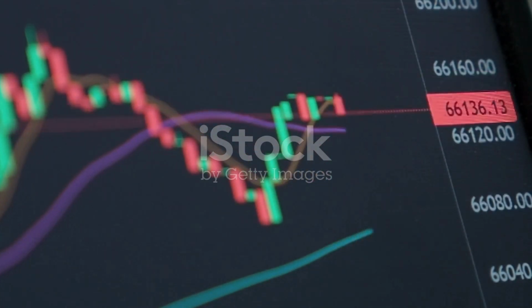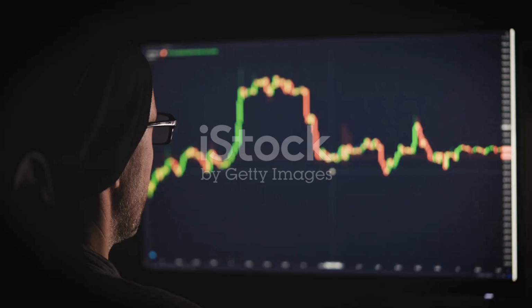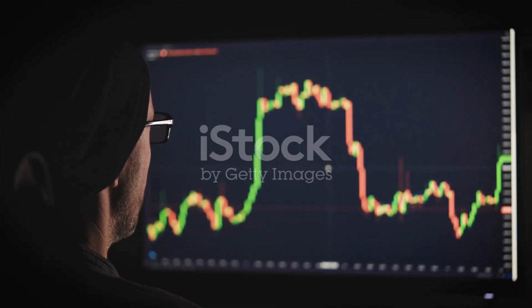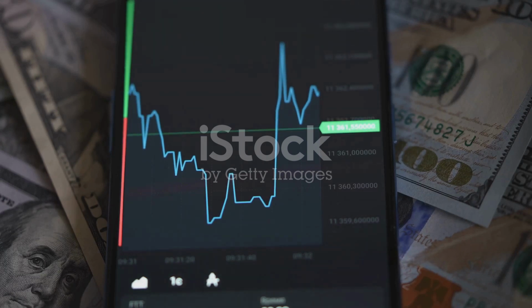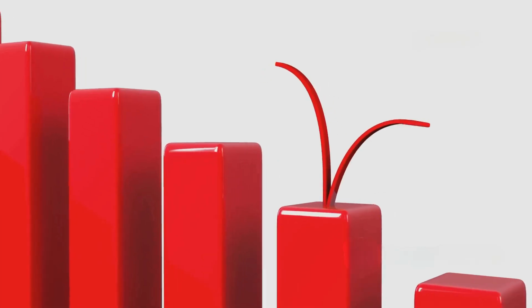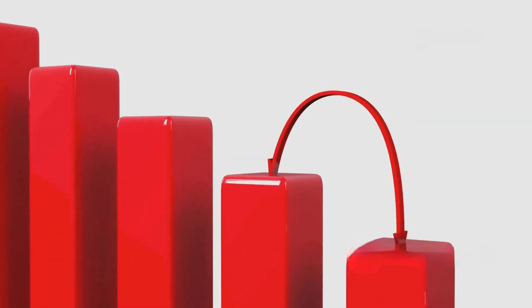Okay, so we've talked about the floor, the trampoline, support levels. Now let's talk about the ceiling, resistance levels. Resistance is where selling pressure overcomes buying pressure, preventing the price from rising further. Think of it like trying to jump and hitting your head on a low ceiling.